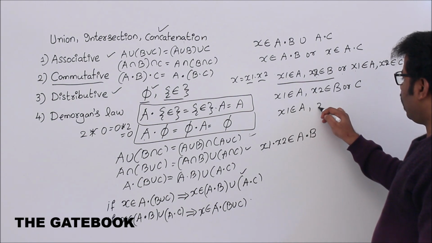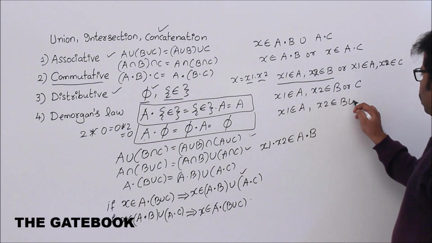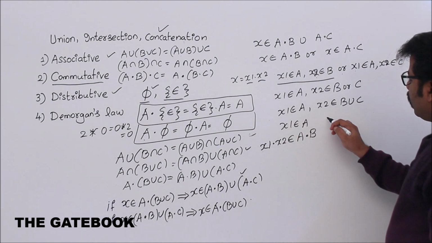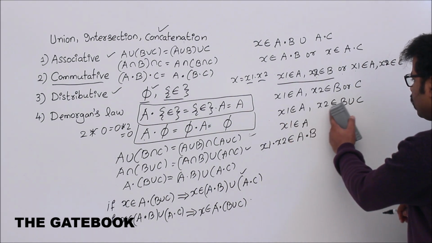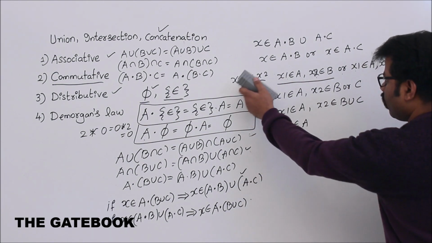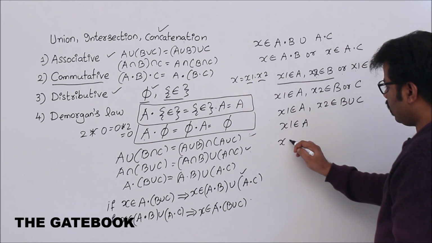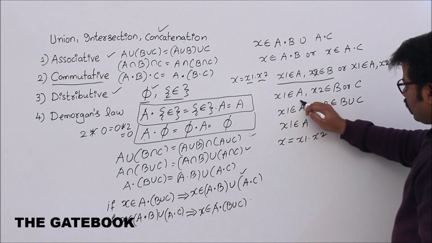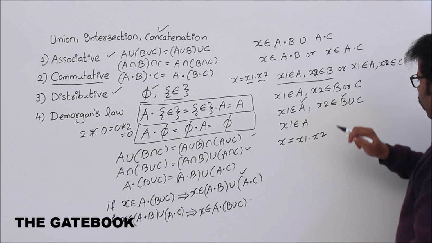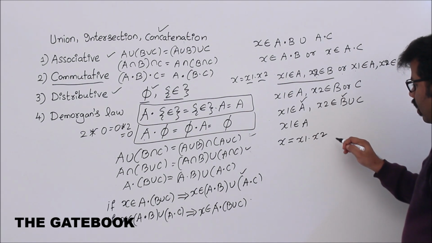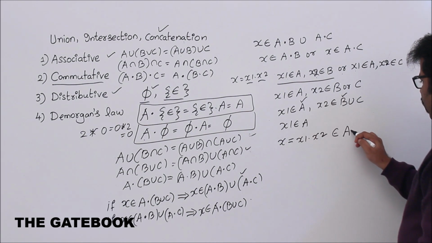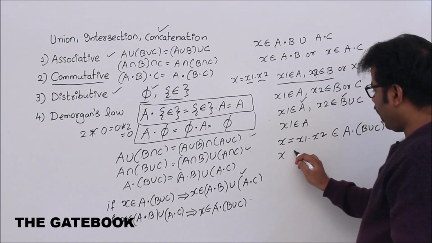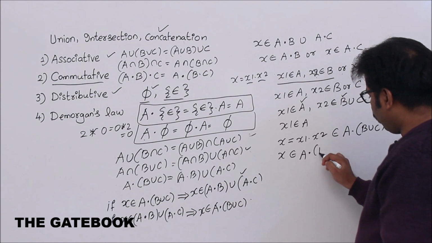If x2 belongs to B or C, then x2 belongs to B union C. So I can say that x1 belongs to A, and x2 belongs to B union C. Since x equals x1 dot x2, x is nothing but x1 dot x2. But we know that x1 is coming from A and x2 is coming from B union C. Then x1 dot x2 belongs to A dot (B union C). Correct? That's the definition. So that means x belongs to A dot (B union C).